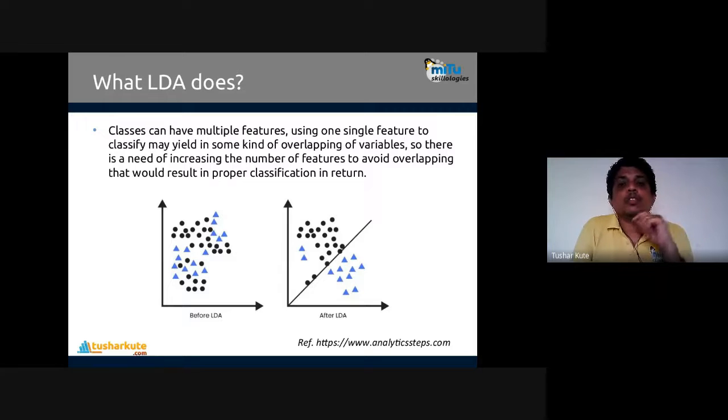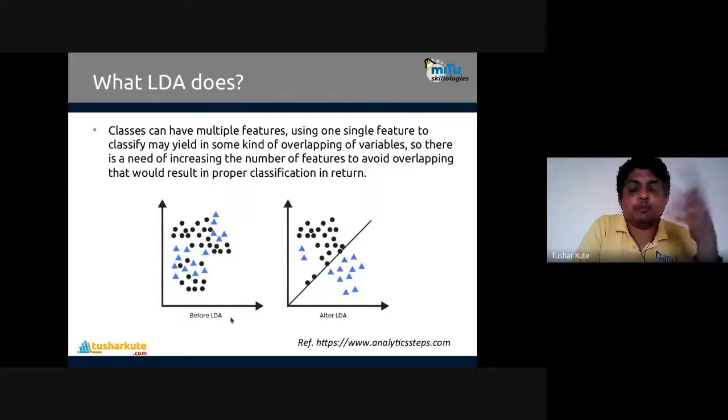Let us see. Only data which is linearly separable can be taken by the LDA. Classes can have multiple features. Features means your input variables. Using one single feature to classify may yield some overlapping of variables. So there is a need to increase the number of features to avoid the overlapping, which in turn would result in a proper classification. See, if I have classes plotted based on inputs only, sorry.